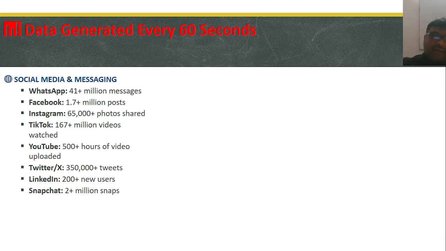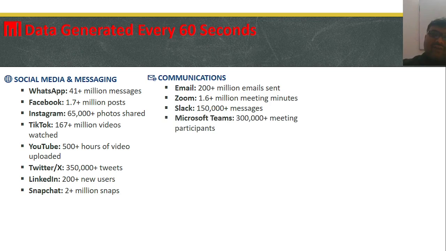So this is the current data, you can say. The main source of data generation is social media and messaging, like WhatsApp, Facebook, Instagram, TikTok, etc. We are continuously watching all these things across the whole globe. Next is communication. We communicate through email and Zoom kind of things.